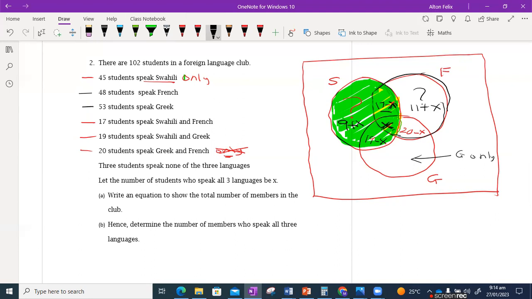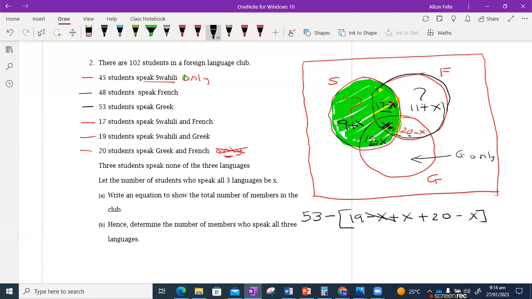It will be 50, how many? 53 minus, and let's add up the three regions. It's 19 minus x plus the x and the 20 minus x. Got all that fall within the circle representing the students who speak Greek. All right, so it's 53 minus 19 minus x plus x plus 20 minus x.